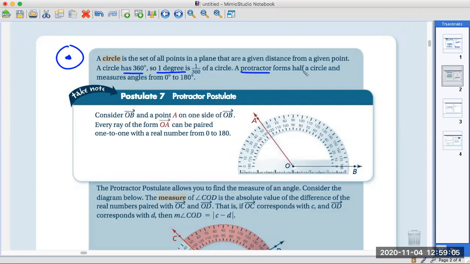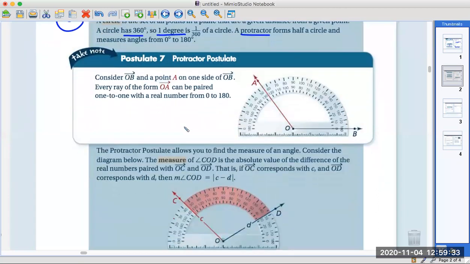A protractor is this instrument. It measures the circle and it goes up to 180 degrees. You cannot measure the whole circle. So you can only measure angles that are less than 180 degrees. Okay, it's called a protractor. And it's the same as the ruler postulate in the previous lesson. It just means you can measure an angle with numbers. That's what this here means.